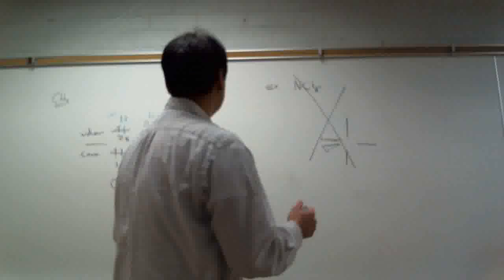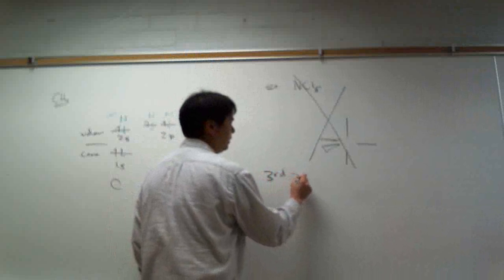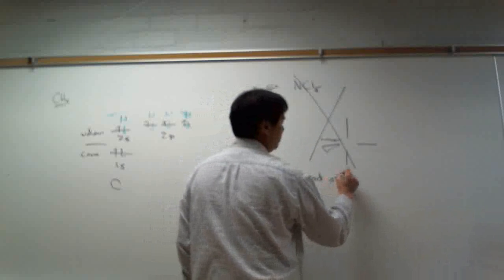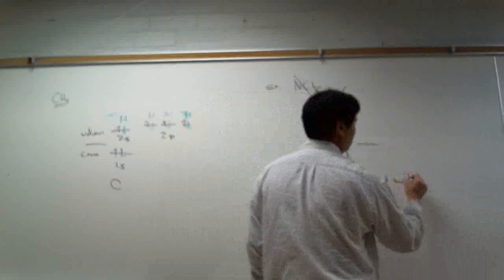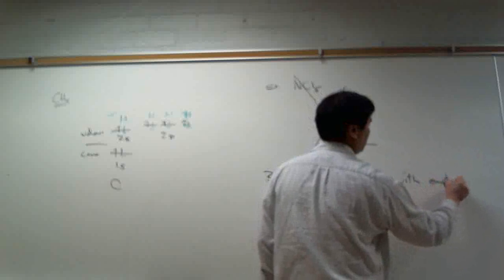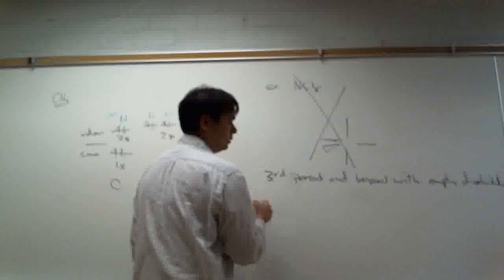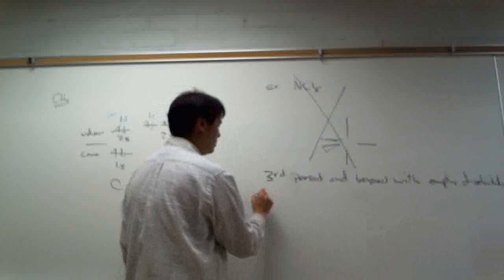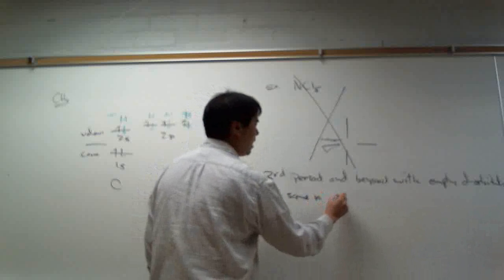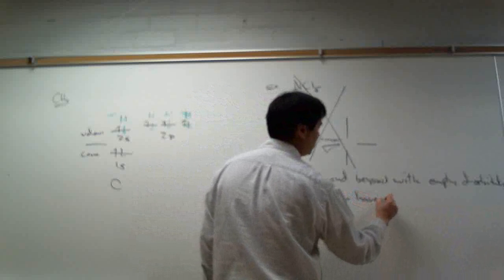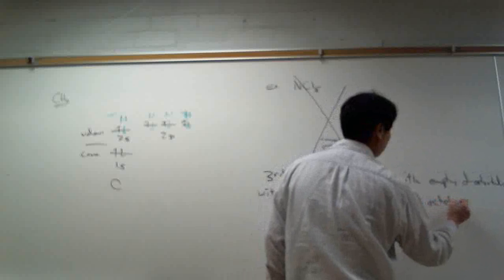So the bottom line is this. Third period and beyond with empty d orbitals with the same n can have an expanded octet. Expanded octets means more than 8.